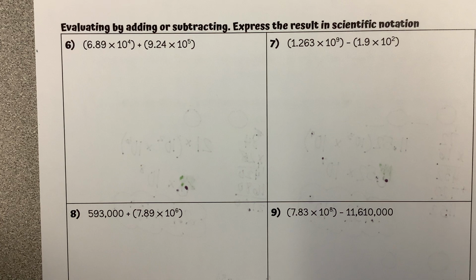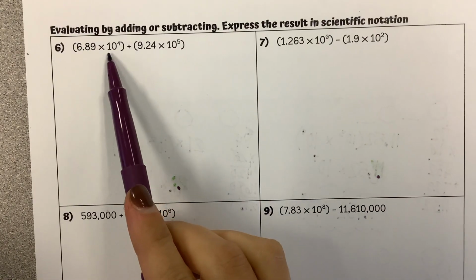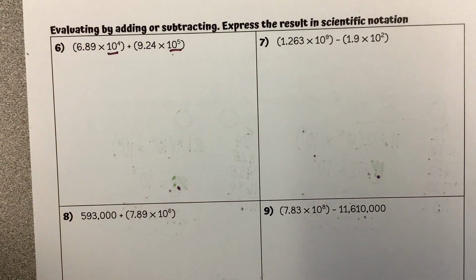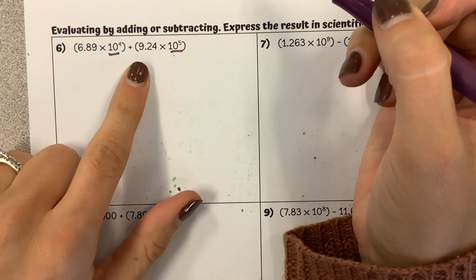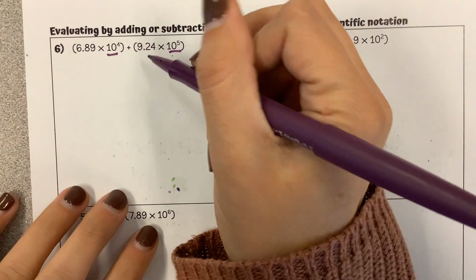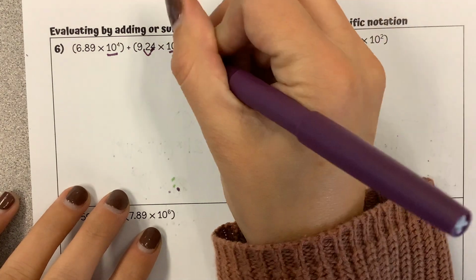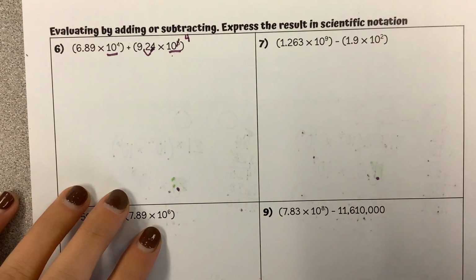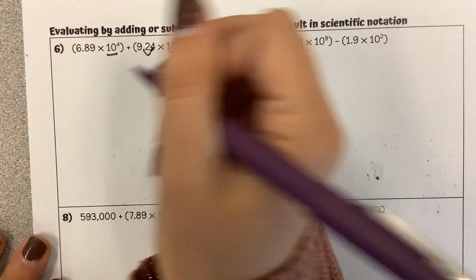Kind of like fractions, where you need common denominators to be able to add. When we're adding these, we need them to have common powers. If they don't have common powers, we can't just add them. So I'm going to convert so that they have the same power. I'm going to move this decimal once to the right, which is going to make this have a power of 4.